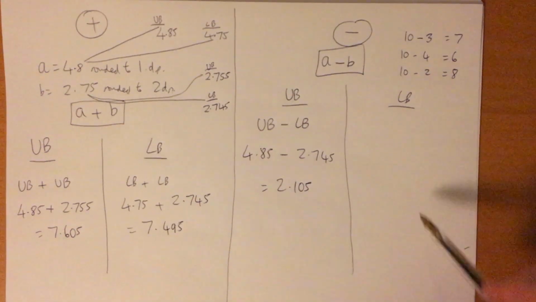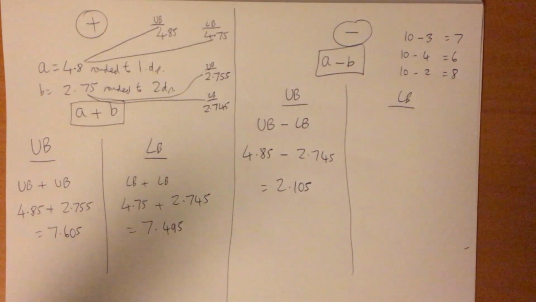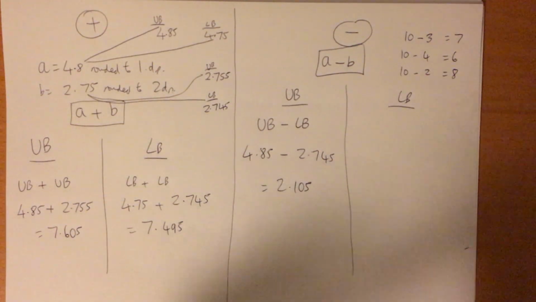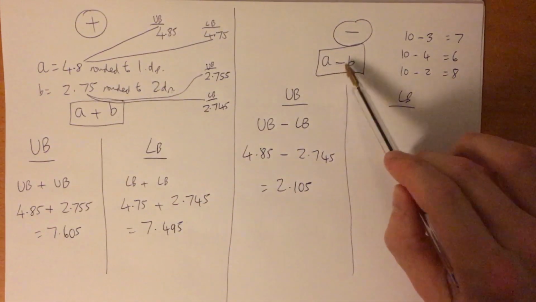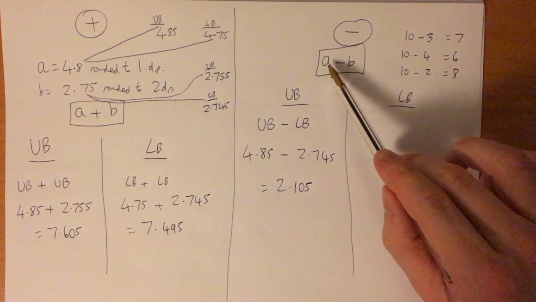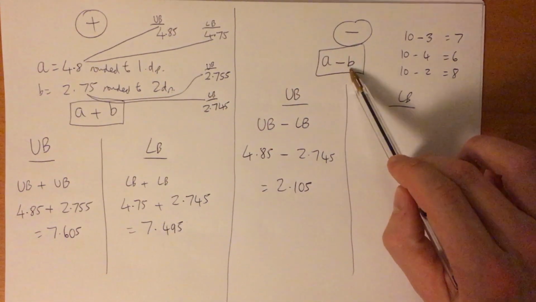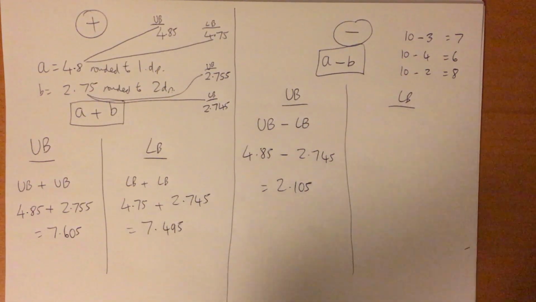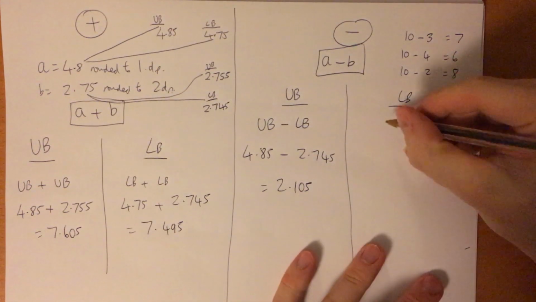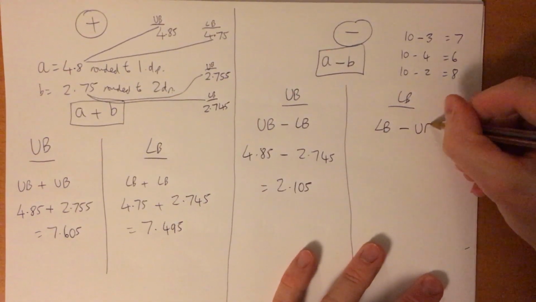Now to find the lower bound, that is basically me saying I want to find the smallest answer I can from doing A minus B. So to get the smallest answer I can, I want the smallest version of A, and I want to take that away from the biggest version of B, because that would be the smallest difference between the two of them. So it would be the smallest version of A, take that away from the biggest version of B.